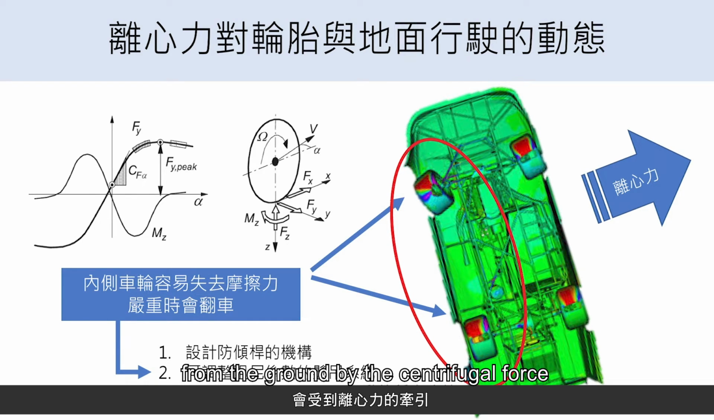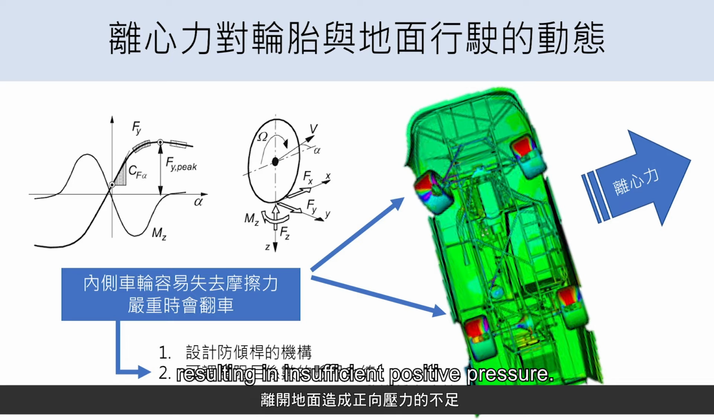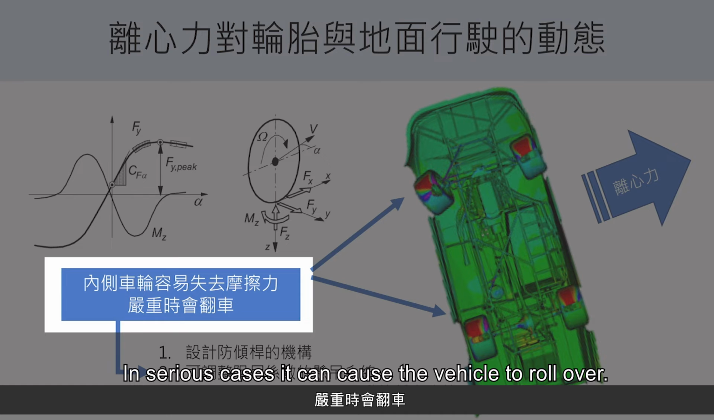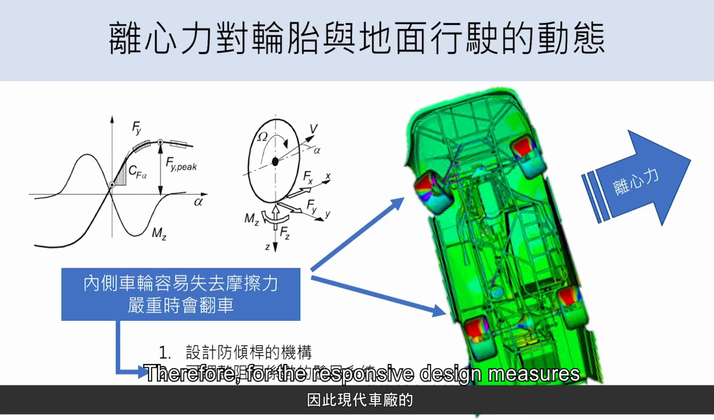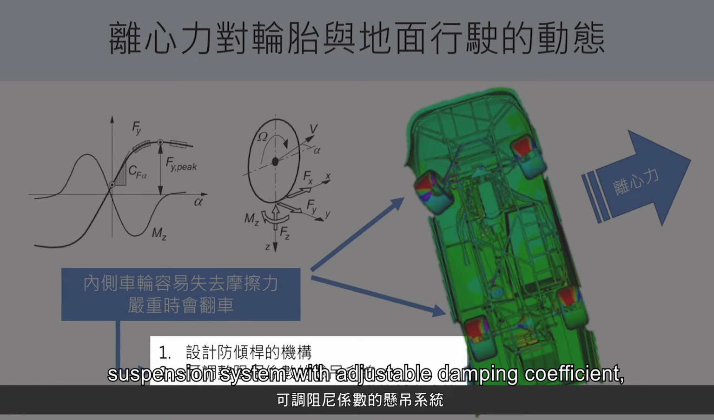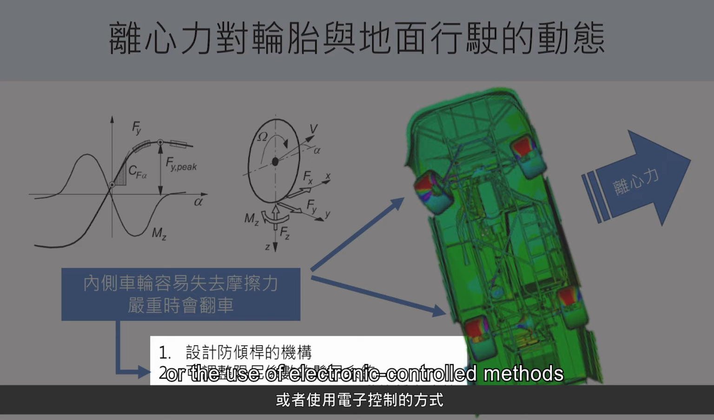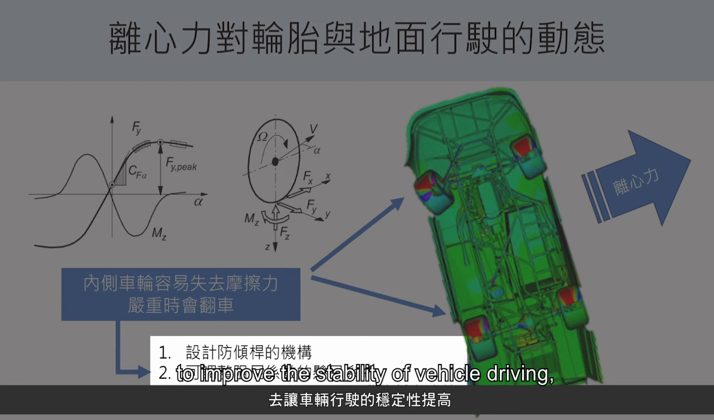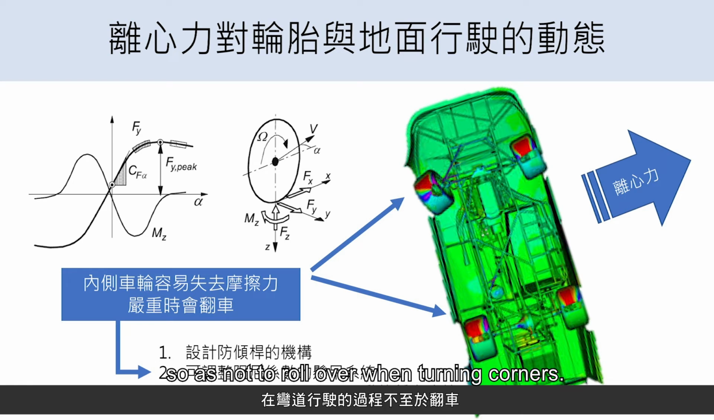When the vehicle is turning, the tire of the inner wheel will be pulled away from the ground by the centrifugal force, resulting in insufficient positive pressure. At this time, the inner wheel can easily lose friction. In serious cases, it can cause the vehicle to roll over. Therefore, for the responsive design measures of modern car manufacturers, anti-roll mechanisms are designed on the vehicle's chassis, such as the use of anti-roll bars, suspension system with adjustable damping coefficient, or the use of electronic-controlled methods such as the DSC dynamic stability system to improve the stability of vehicle driving so as not to roll over when turning corners.